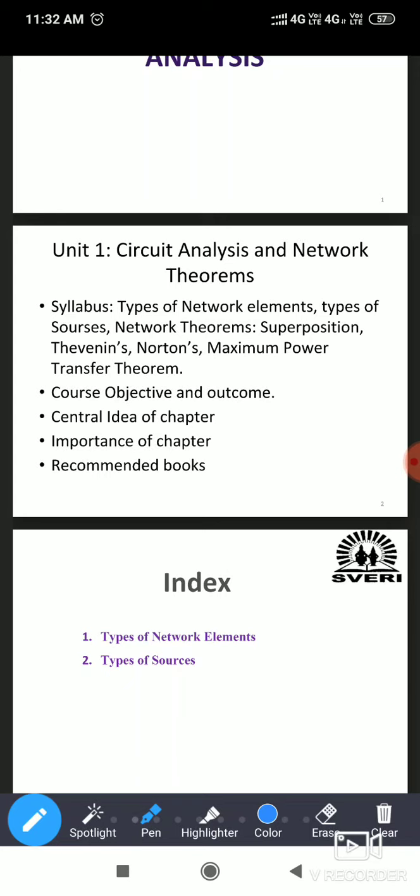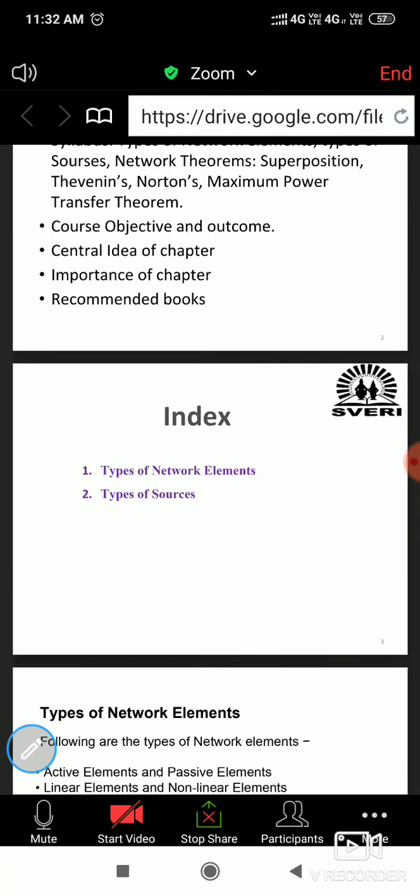Okay. So next one, types of network elements and types of sources. These will be the first two bits present in unit number 1. Types of sources we already covered. Once again I will revise it when we complete the network elements. Okay, don't worry, I will cover that point. Now next one, we will start unit number 1.